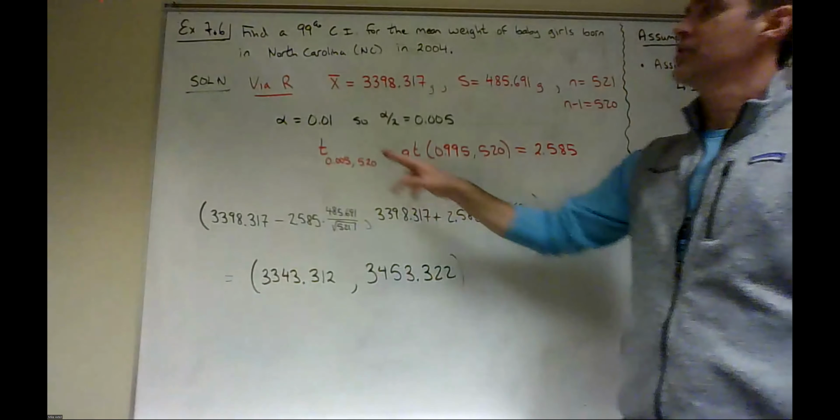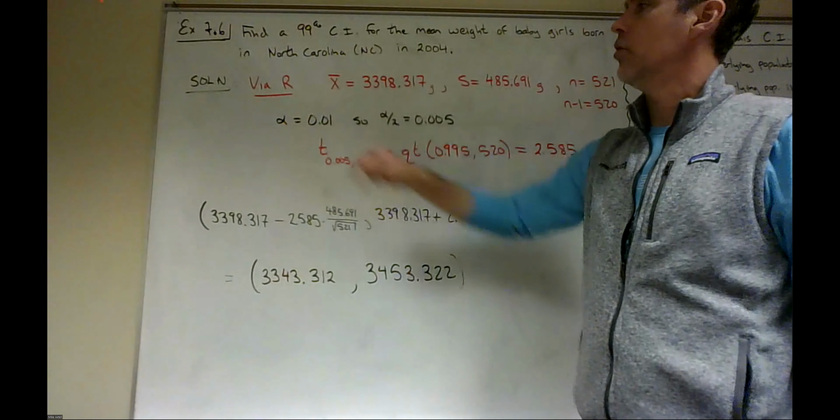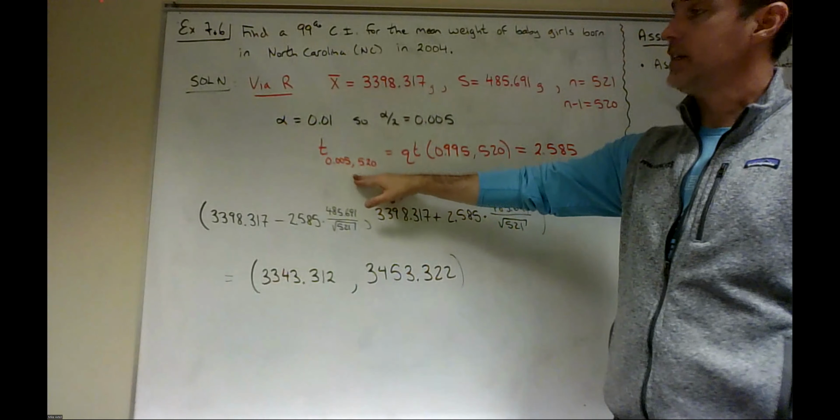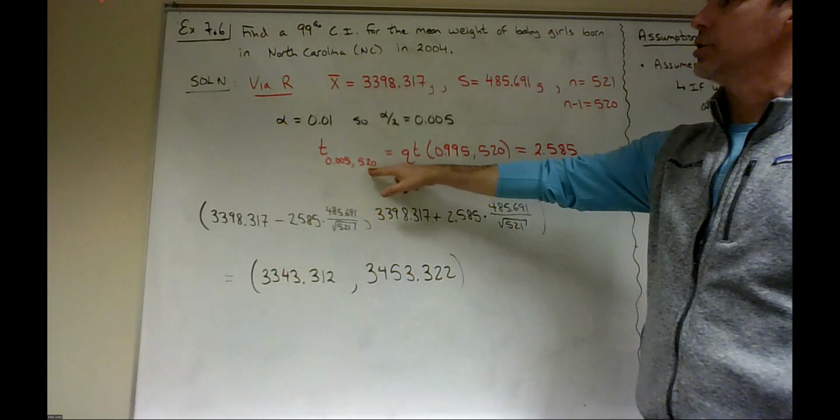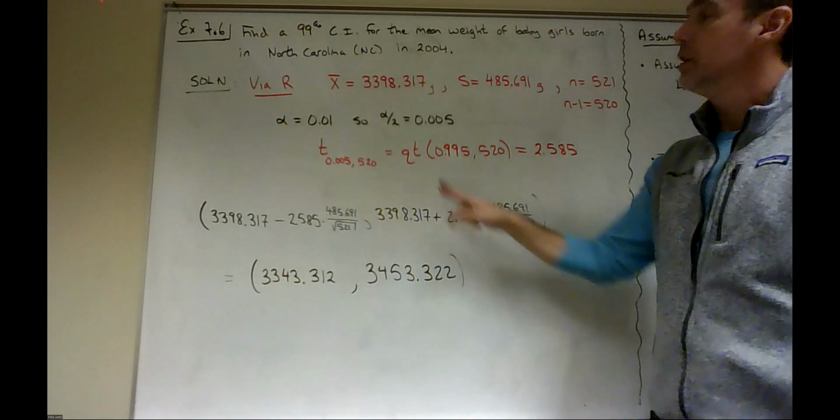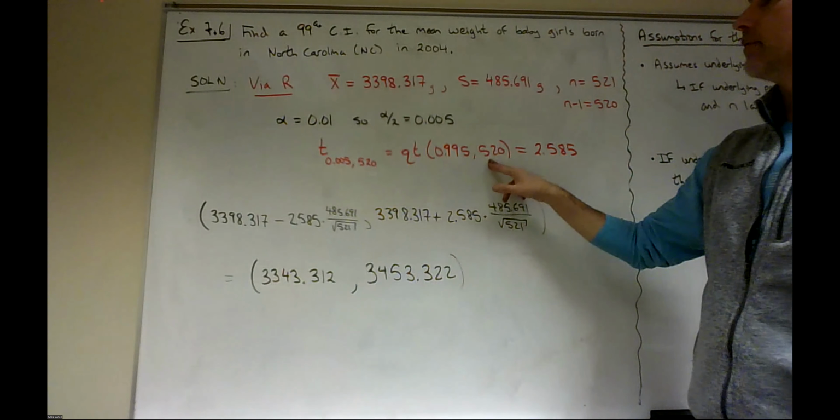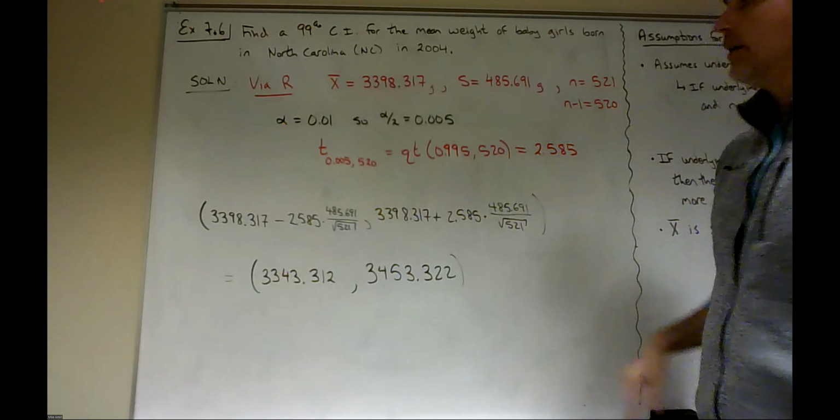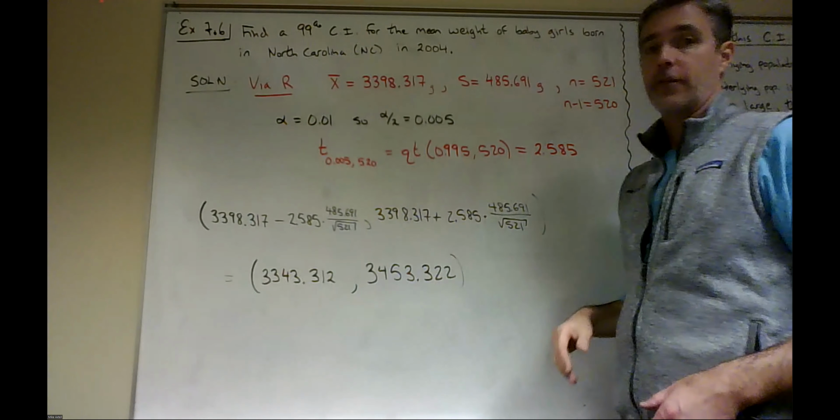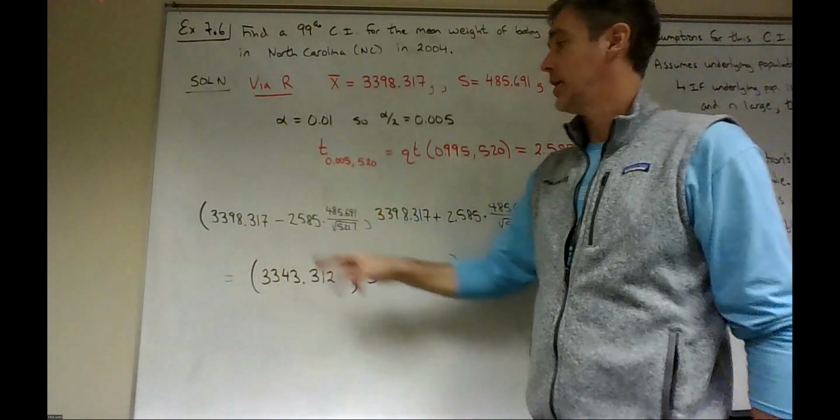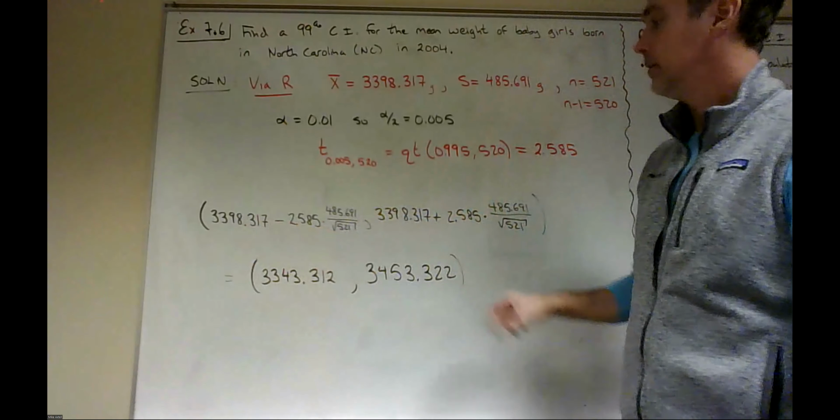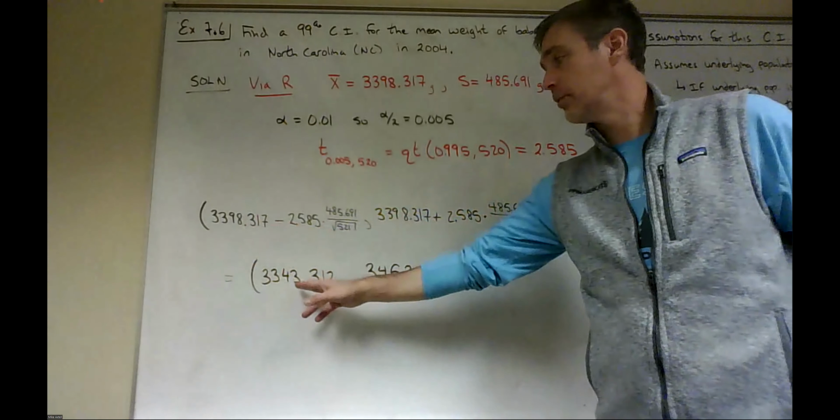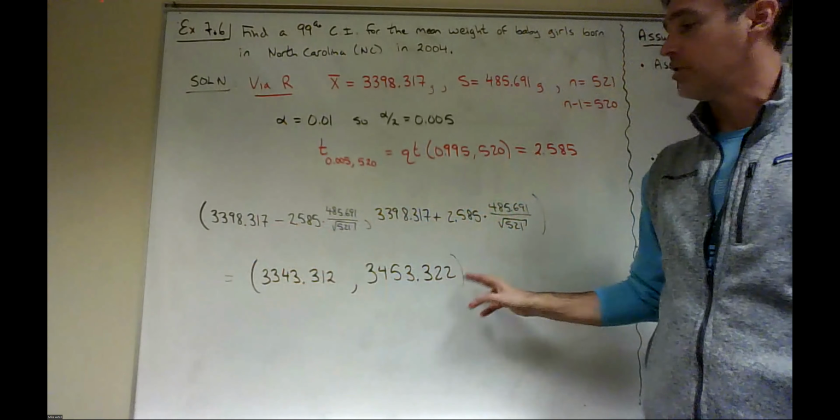Now I do want a 99% confidence interval. So my alpha is 0.01, thus alpha over 2 is 0.005. And so I need that t distribution quantile, t distribution having 520 degrees of freedom. So I'll type in qt(0.995, 520) and get 2.585. Now, once I have all these ingredients in red, I can use that formula you copied down from the first panel: X bar minus quantile times S over square root of n, and then the same thing with plus. And I get a 99% confidence interval between 3343 and 3453 and change grams.